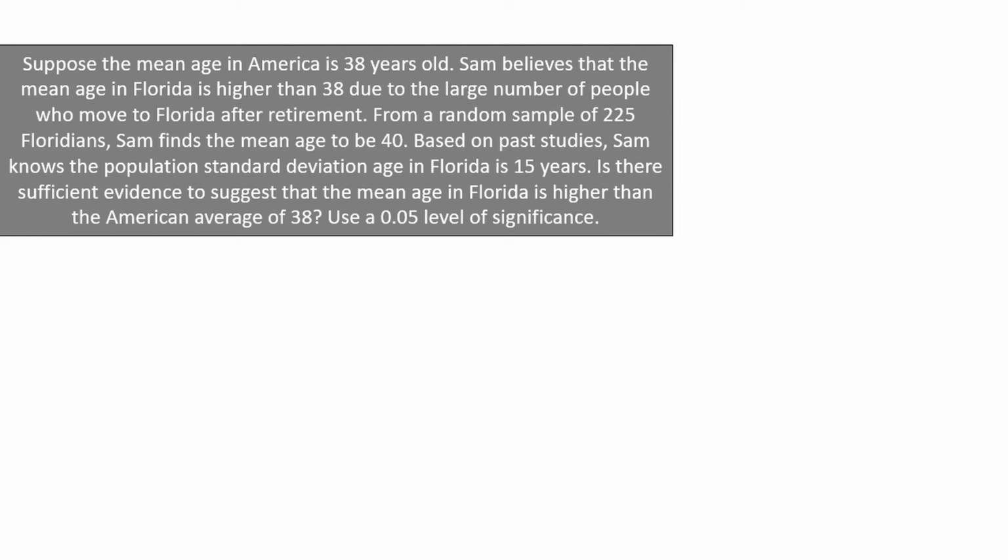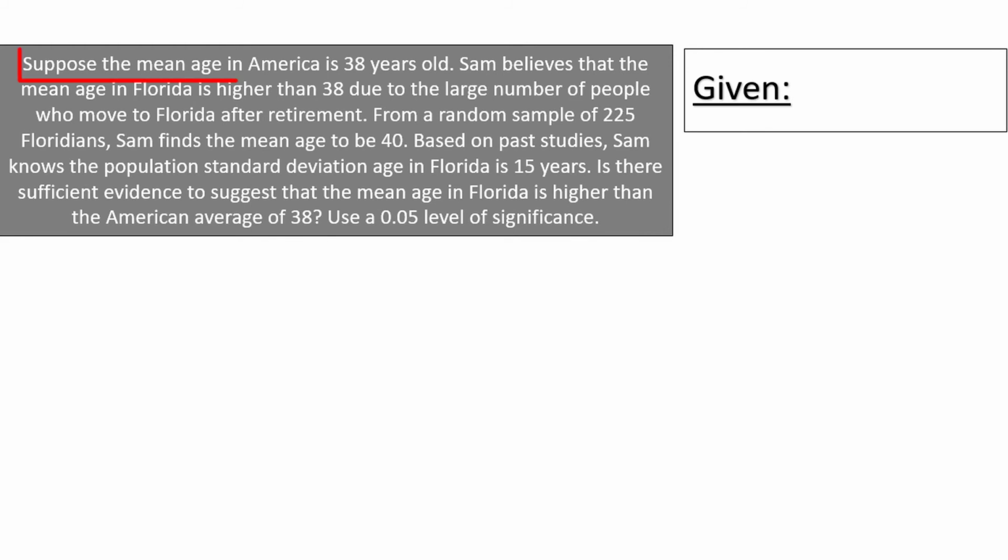Before we do anything, let's first list some of the important given information. The stated mean is 38 years old in America. Therefore, mu sub 0 is 38. The sub 0 is used to signify that this value corresponds to the null hypothesis and is the value we will be testing our data against. The sample mean x bar is 40, and the sample size n is 225. The population standard deviation sigma is known to be 15. Okay, now we are ready to go through the 5 steps of the hypothesis test.